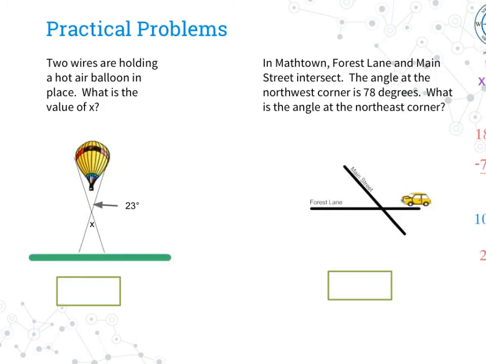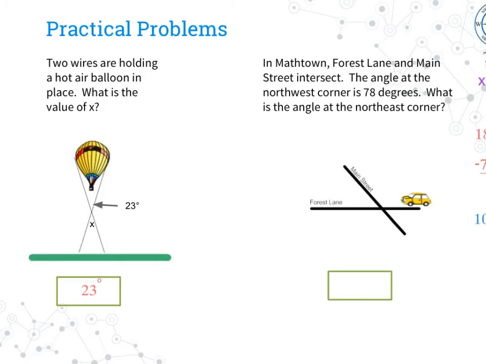So notice that the hot air balloon, they made two angles that intersect. So I know when two angles intersect, you're going to have vertical angles that are going to be equal. So I know that if one angle is 23 degrees, the other angle is going to be 23 degrees. That's pretty easy. However, let's take a look at the next one.